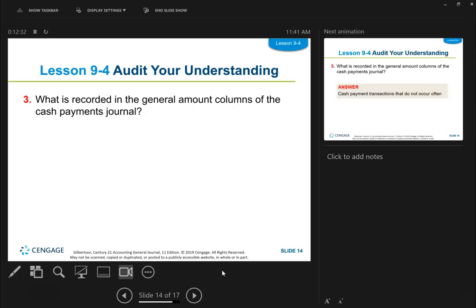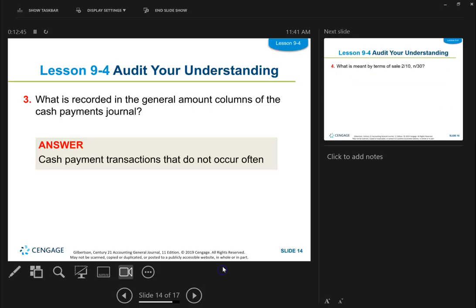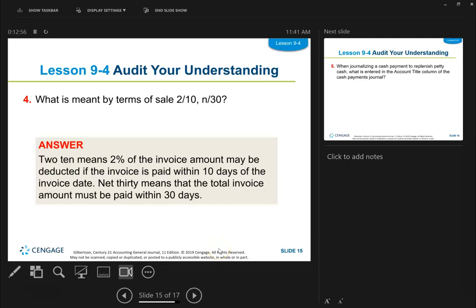What is recorded in the general amount columns of the cash payments journal? Any transactions that are not payments to the accounts payable, right? So anything other than payments to accounts payable get transacted in the general columns. Or cash, I guess, cash or accounts payable.